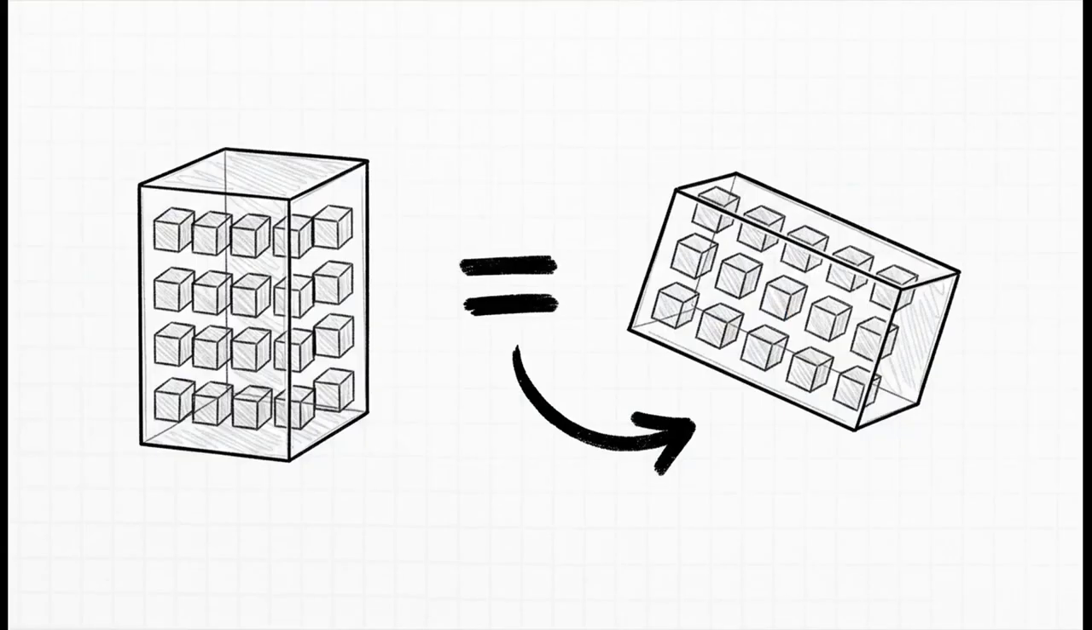And here's a really key idea this shows us. What happens if you turn that box on its side? Does it suddenly hold less stuff? Of course not. The sides you call length, width, and height might get swapped around, but you're still just multiplying 6, 4, and 7. The volume stays exactly the same.